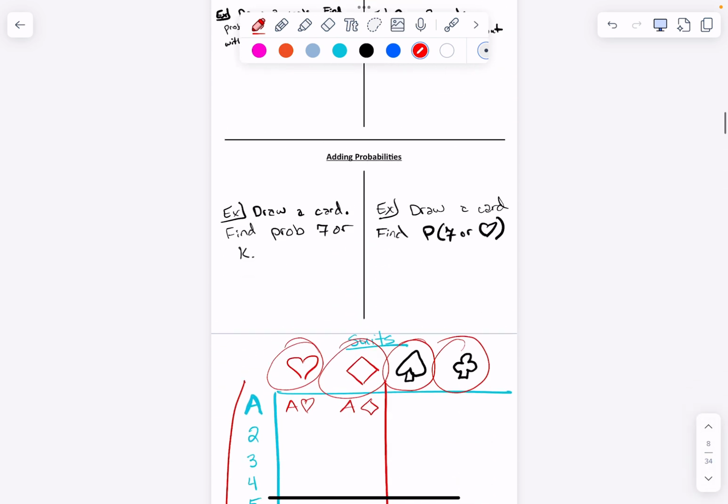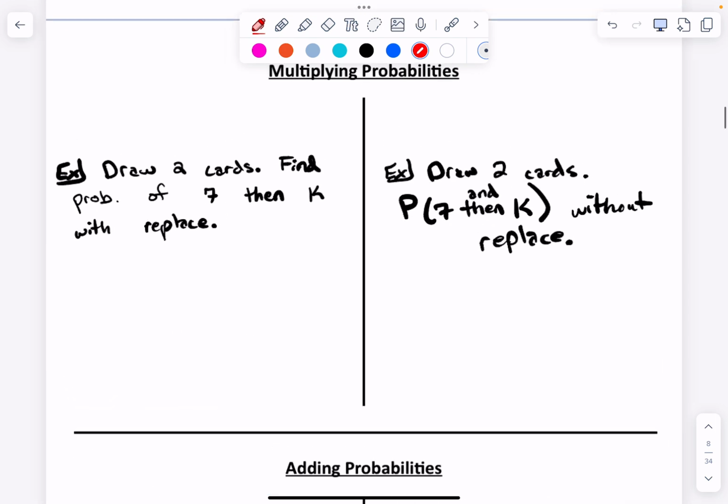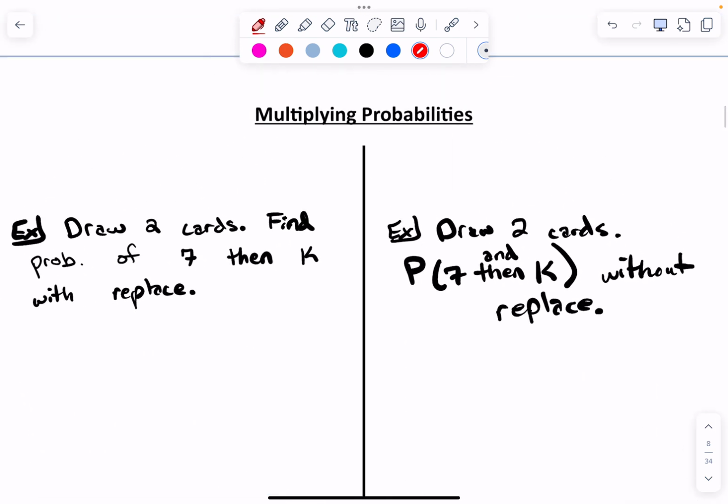Let's talk multiplying first, even though I think this is section 12.6. Here are your 2 examples. There are 2 different scenarios that are going to require you to multiply, and we're going to talk about when you multiply versus add.